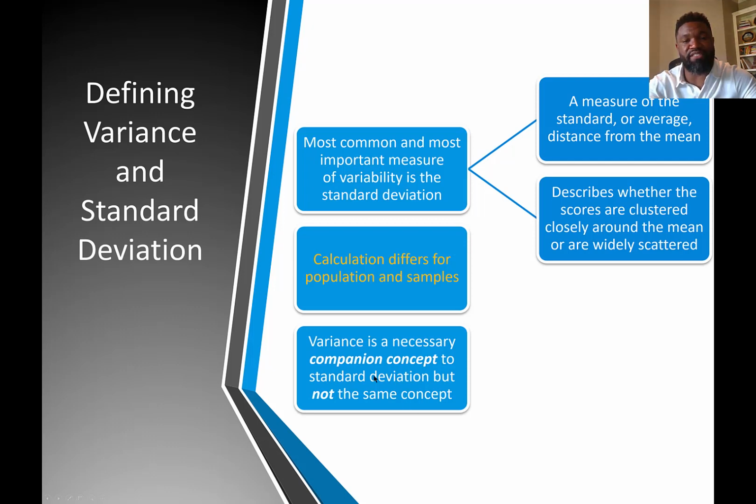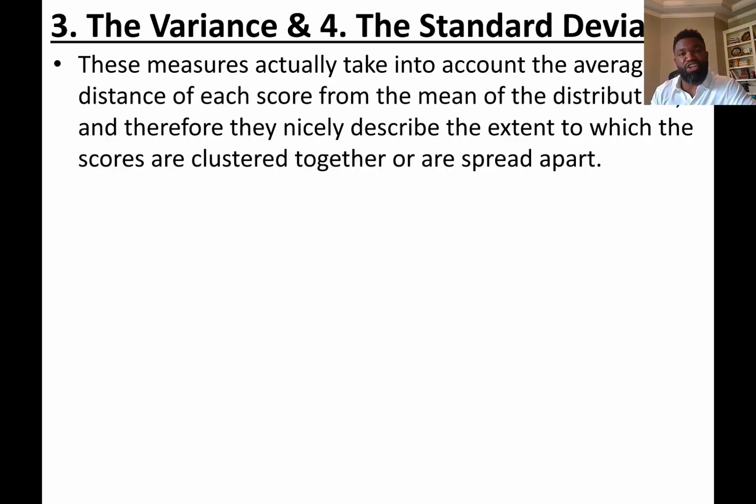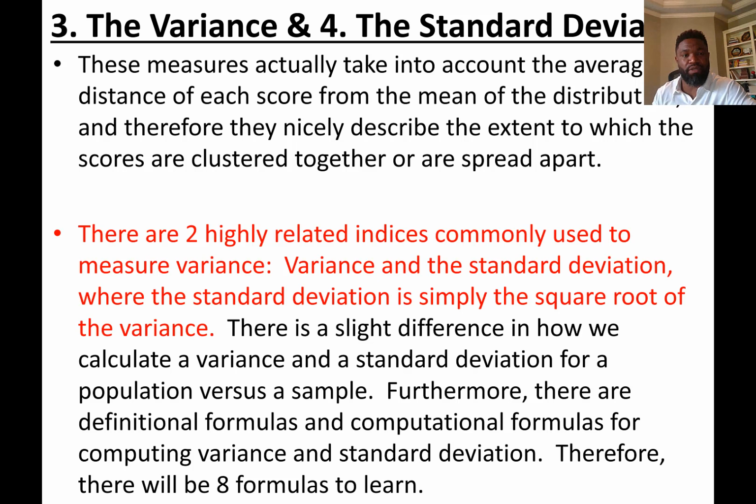And so variance is a necessary companion concept to standard deviation, but they are not the same thing. So what do we know about the variance and the standard deviation? Well, we know that these measures actually take into account the average distance of each score from the mean of a distribution, and therefore they nicely describe the extent to which scores are clustered together or spread apart. That's the key thing about them. Every single score contributes to these things, not just the two on the top or the bottom, okay?